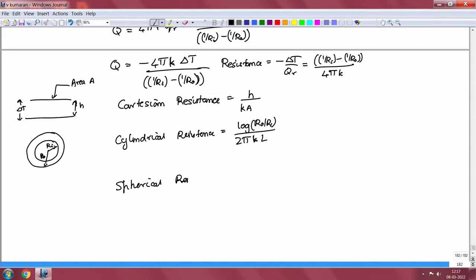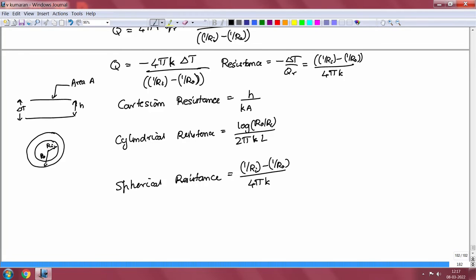The resistance in a spherical coordinate system is equal to (1 by Ri minus 1 by Ro) by 4 pi k. In all cases, the resistance goes as 1 over k and 1 over distance.